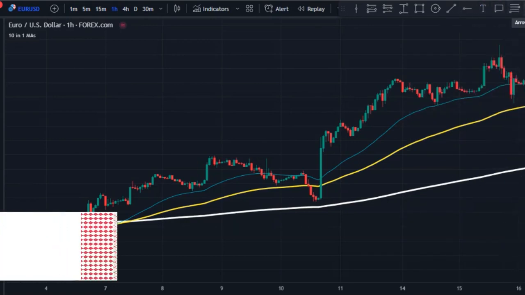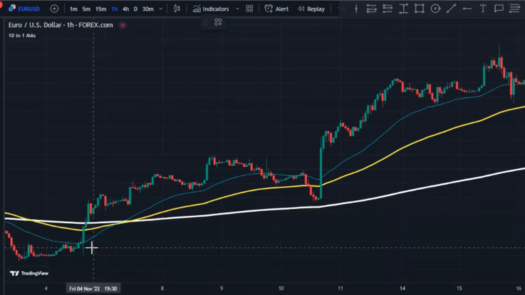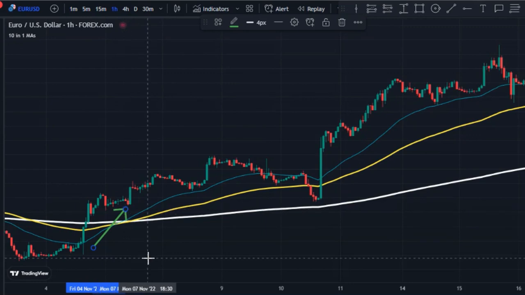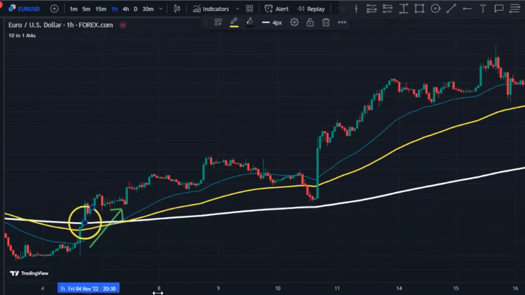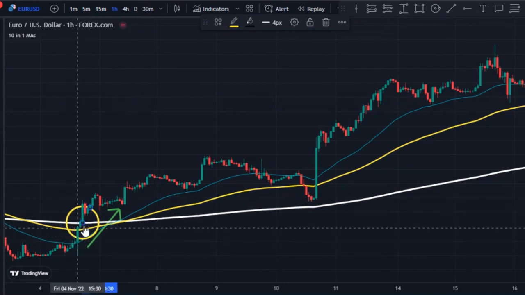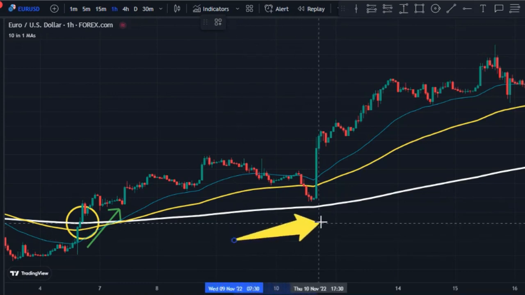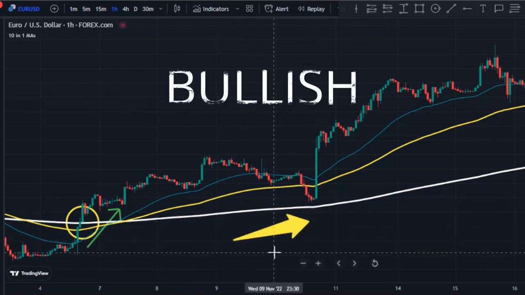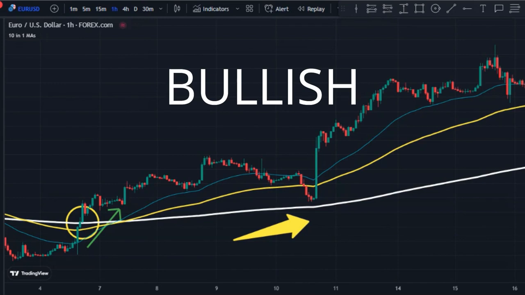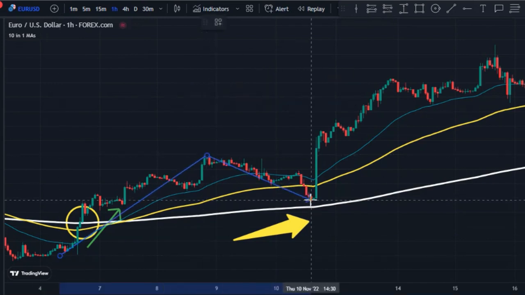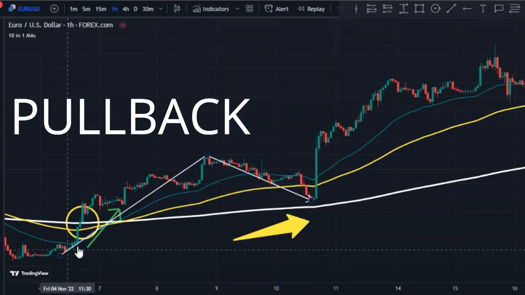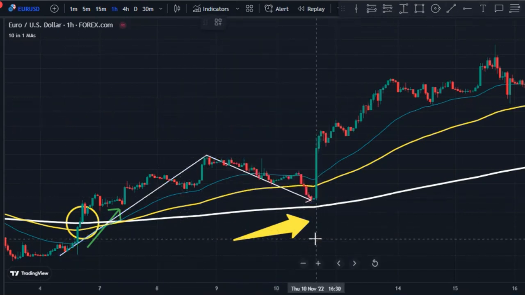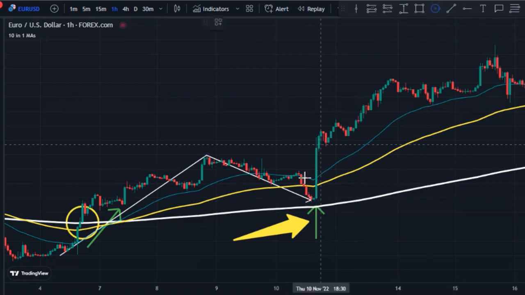For a buy trade, you need to wait for the price action to cross the 200 moving average from bottom to top and stabilize above the 200 moving average. The price movement above the 200 moving average means the market momentum is bullish. So in this case, you have to wait for the price action to pull back to one of the moving averages and then enter into a buy trade. In this case, the buy signal will be issued.